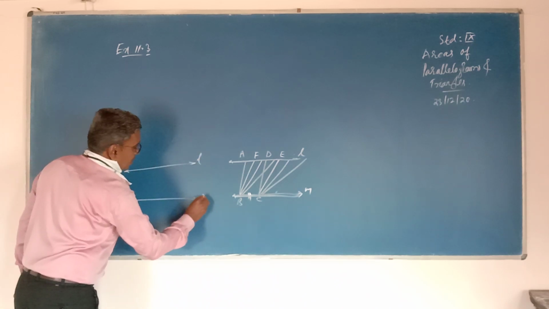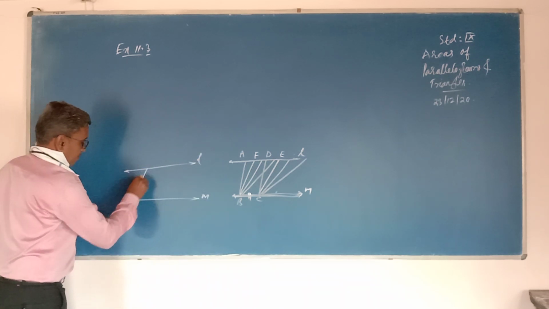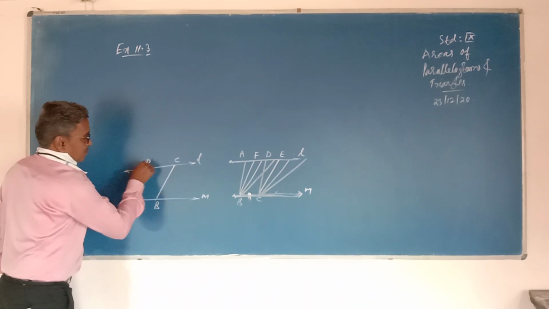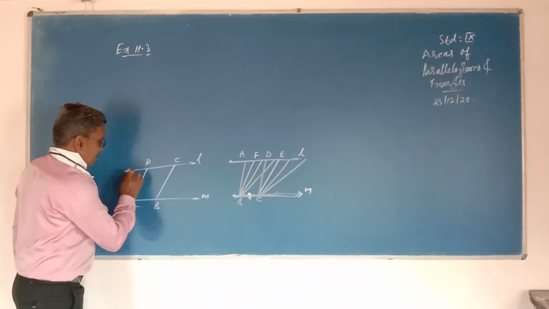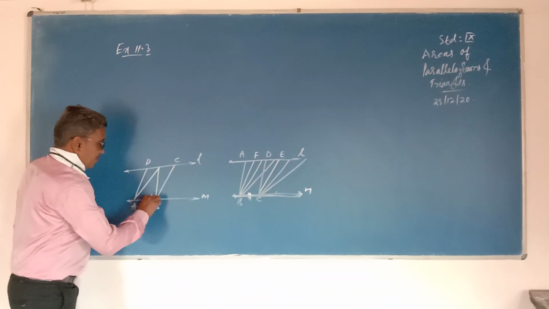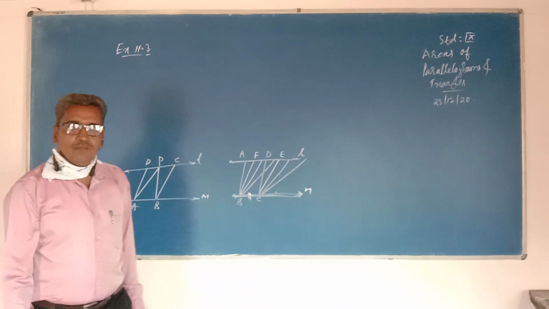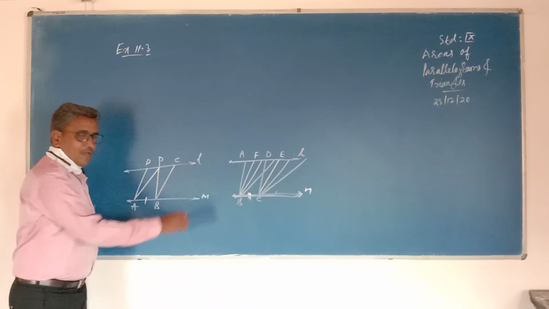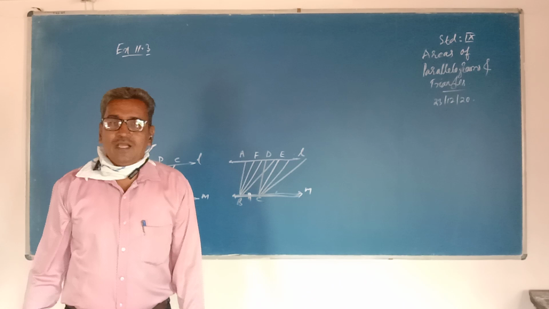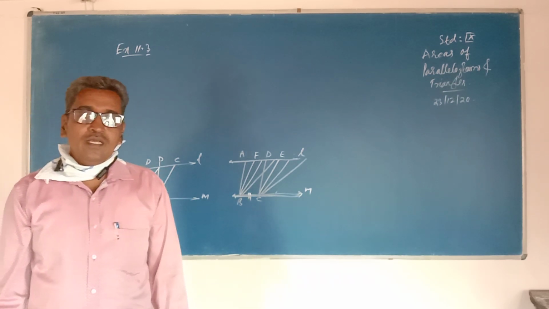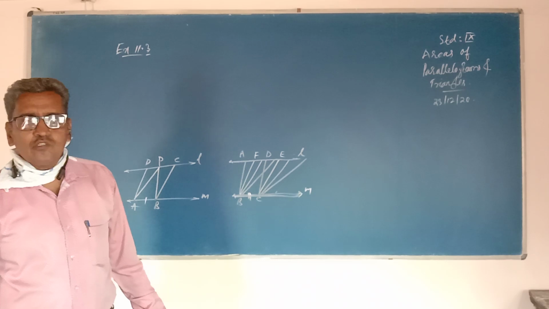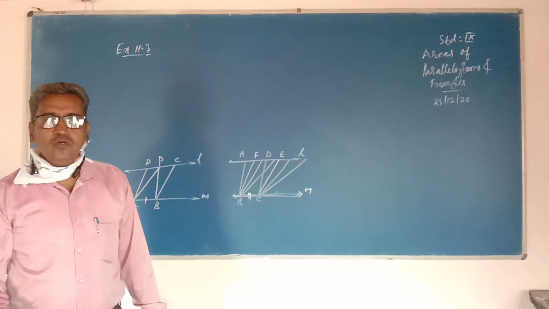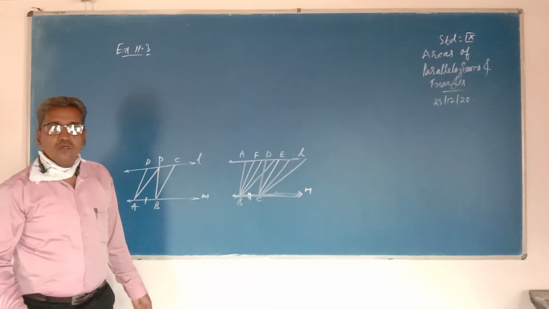Here L and M are two parallels. ABCD is a parallelogram, and APB is a triangle standing on the same base between the same parallels. Then the area of the triangle is half of the area of the parallelogram. And also two or more triangles standing on the same base between the same parallels are also equal in area. These are the theorems we have proved.